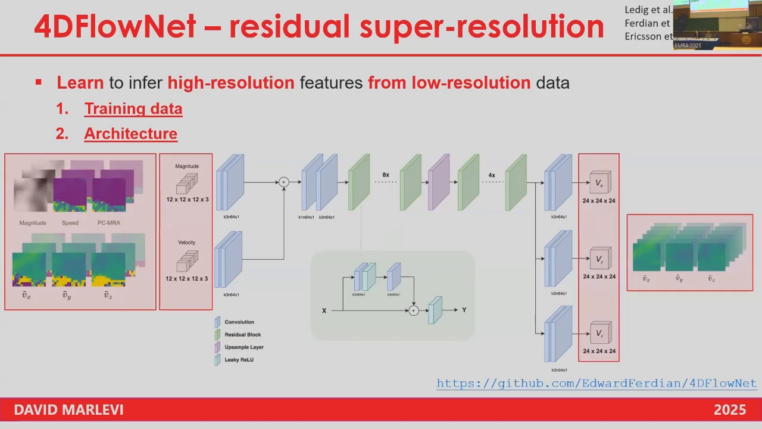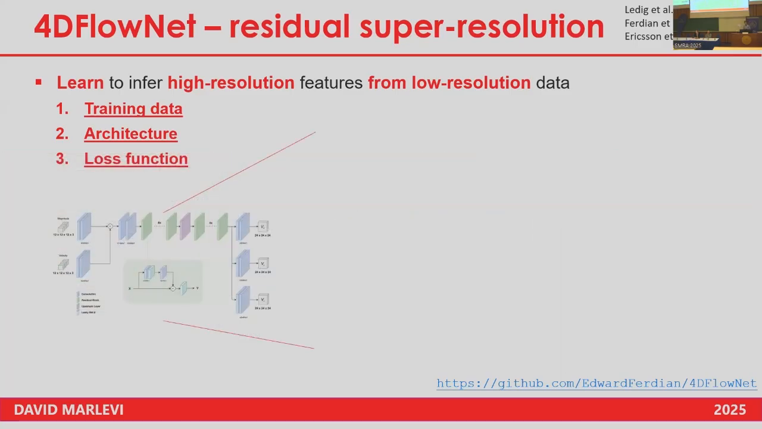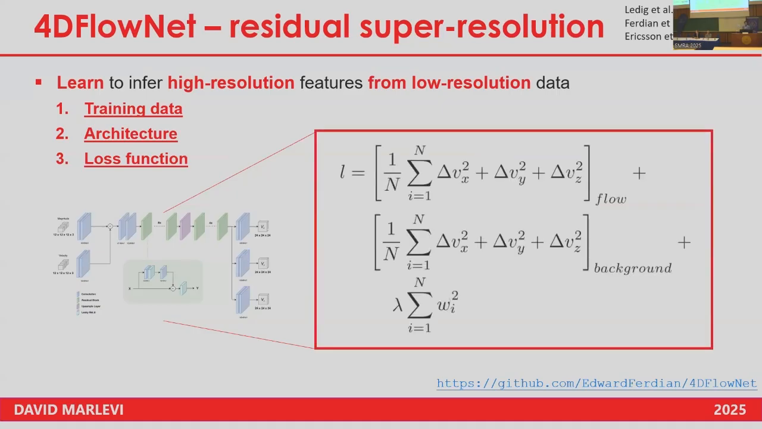The third component that you then need to define is what's called the loss function, which means what is the network minimizing over? What does it try to learn? In the most simplistic case, you can say just minimize the error between your high resolution data and the predicted data that you have. Here in this particular instance, we have separated minimizing the error of what's happening inside the flow domain, where it tries to upsample or super resolve, and what's happening outside, meaning the background where it's supposed to denoise, and then we have some regularizer on top of that.